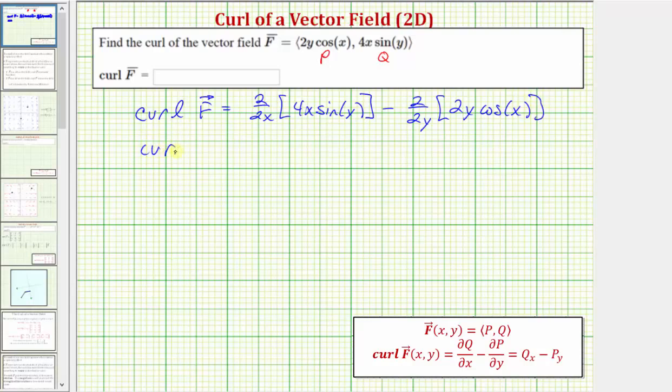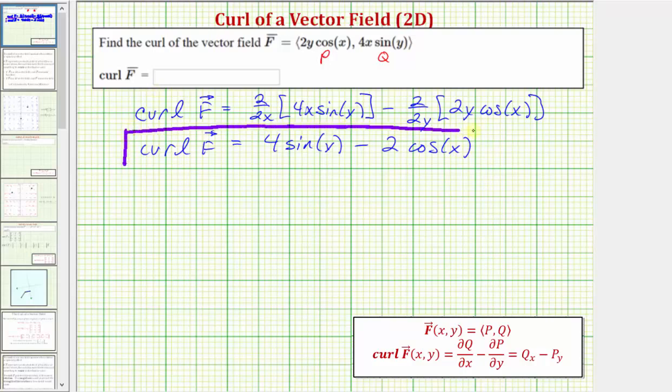So the curl of the vector field f is equal to the partial derivative of 4x sine y with respect to x, which would be 4 sine y, minus the partial derivative of 2y cosine x with respect to y, which would be 2 cosine x. So this is all this question is asking us for. Let's go ahead and evaluate this at 2 points in the given vector field, and then look at it graphically.